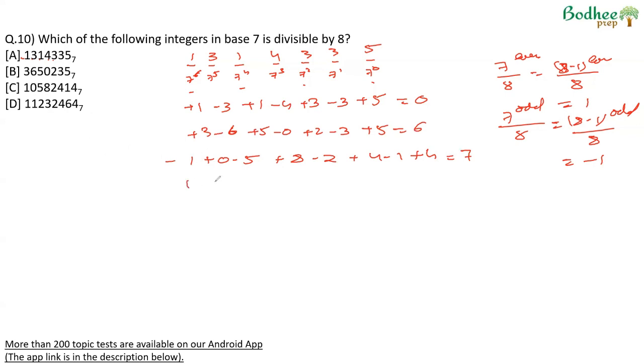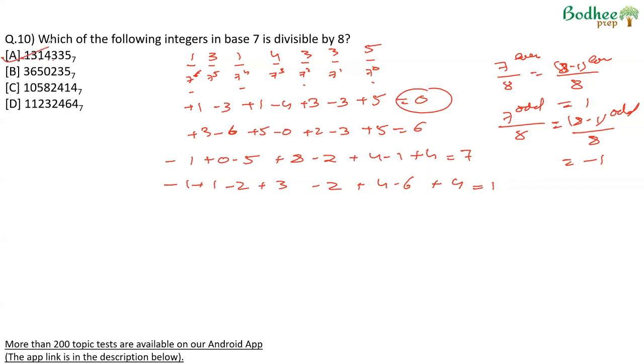For the last number, 1, 1, 2, 3, 2, 4, 6, 4. Signs being positive, negative, positive, negative, positive, negative, positive, negative. 4 plus 4, 8 plus 3, 11 plus 4, 12 minus 1, 2, 3, 4, 5, 11. 12 minus 11 is 1. So as we can see, the remainder is 0 only in the first case. Therefore, this will be divisible by 8.